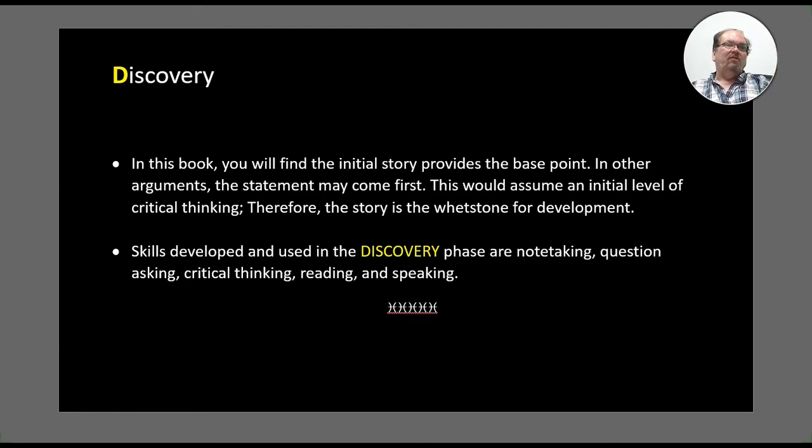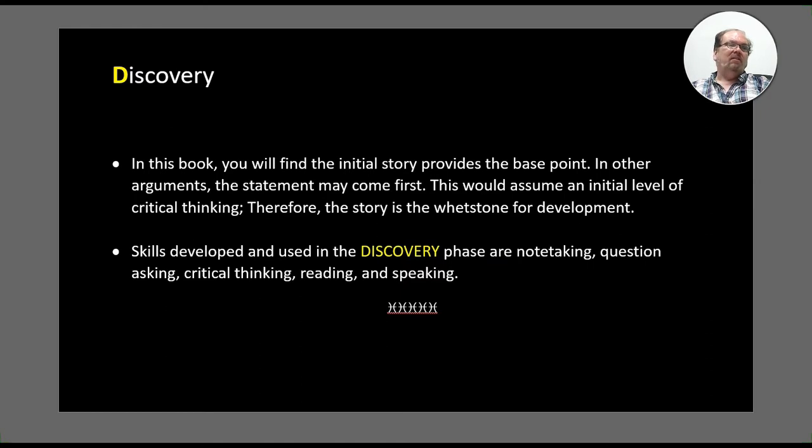Therefore, the story is the whetstone. It's the sharpening. A whetstone is what you use when you have a dull knife and you need to sharpen it so it cuts much nicer. And so, to sharpen the development, so you don't waste time on other things, you want to sharpen your skill in development and in your argument. Sharpen it with the whetstone.